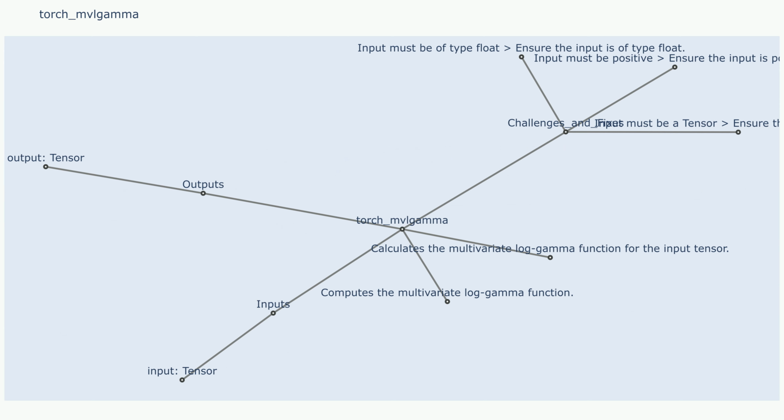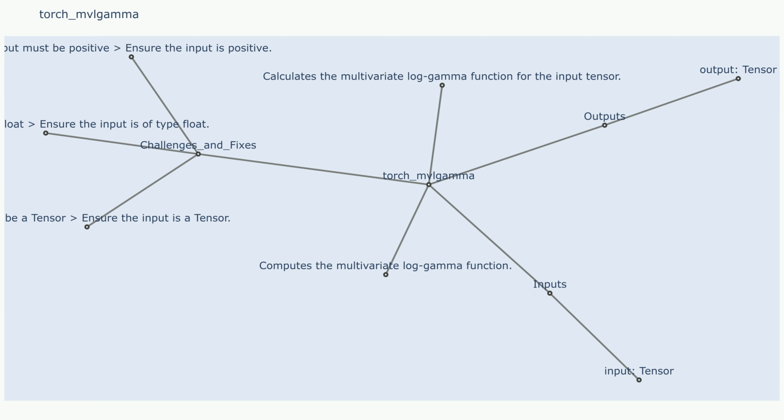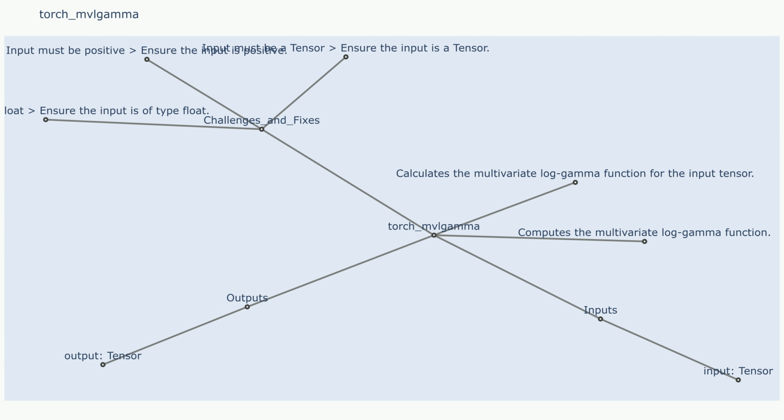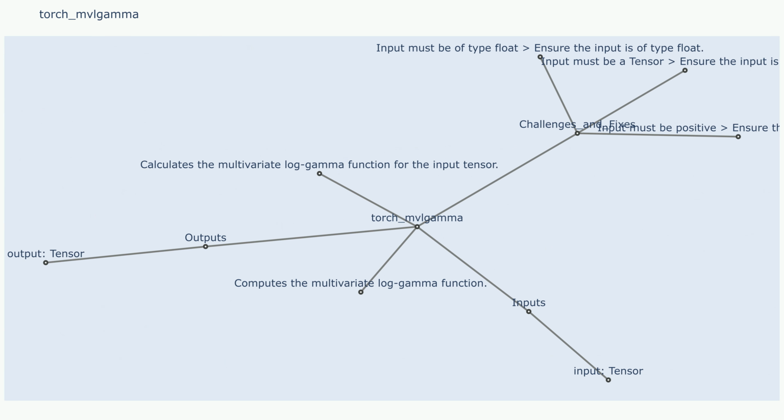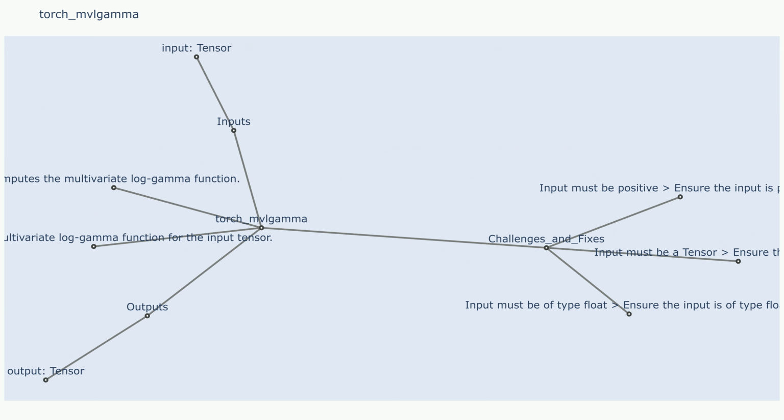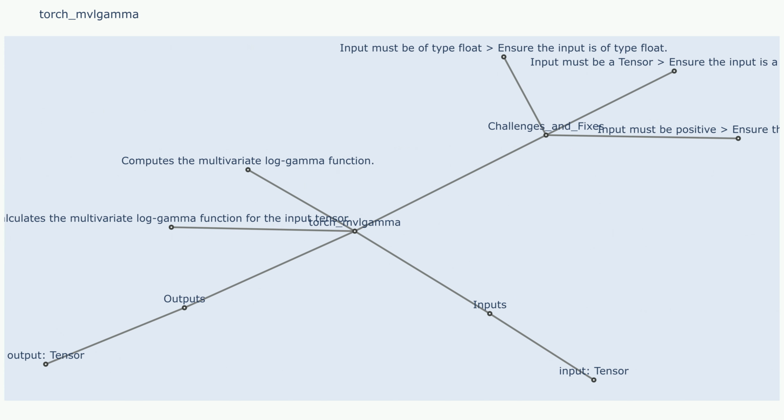Inputs. x, a tensor representing the input values. The shape of x is D, where D is the dimension of the multivariate log gamma function. p, a scalar tensor representing the order of the multivariate log gamma function. Outputs. A tensor representing the multivariate log gamma function evaluated at the input values. The output shape is the same as the input shape.